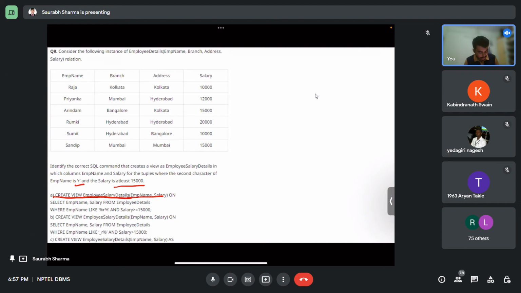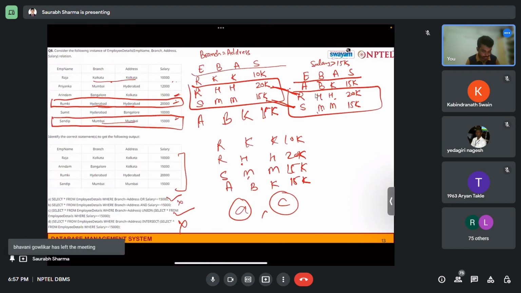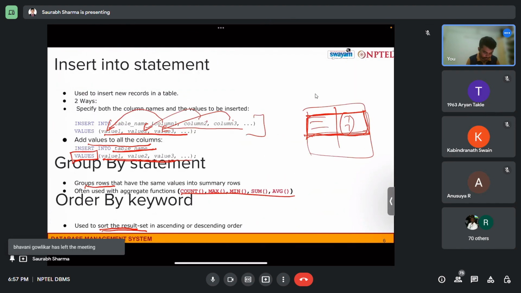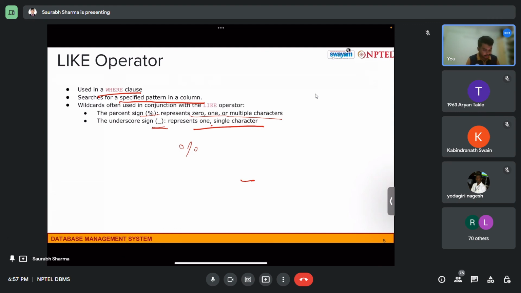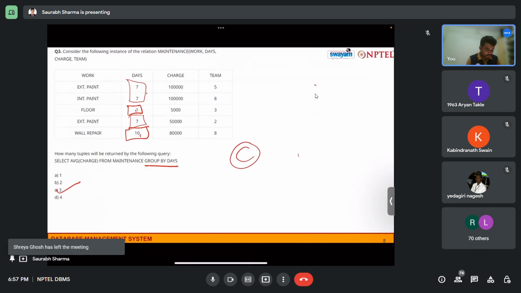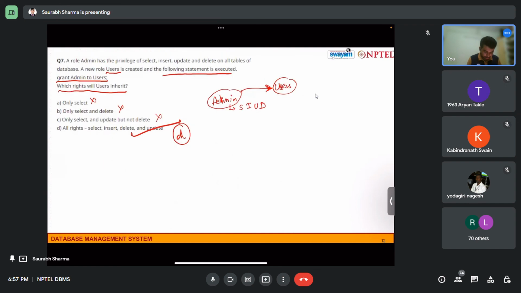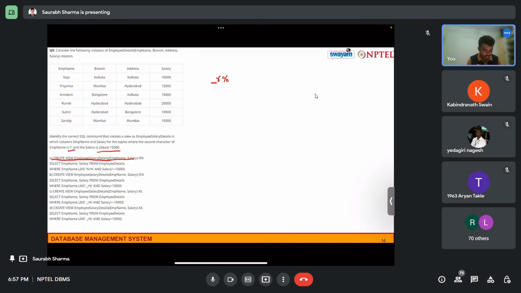First, it is telling the second character of employee name is R. So that will be underscore R, then percent. From here you can see, underscore represents one single character. So where we write underscore, it will be a single character, then R as the second character. Then there will be a percent sign, which tells about any string after that. So what we write is underscore R, then percent. Okay.